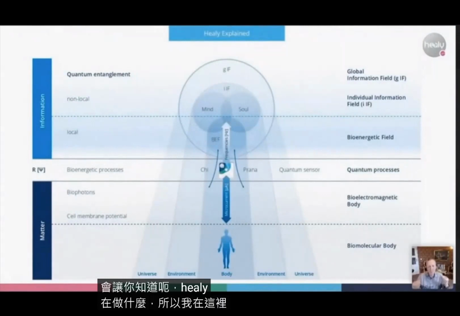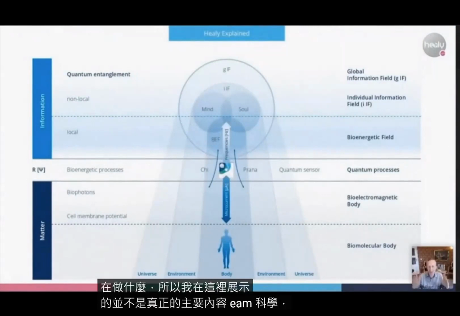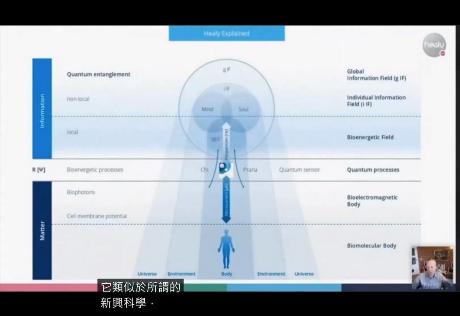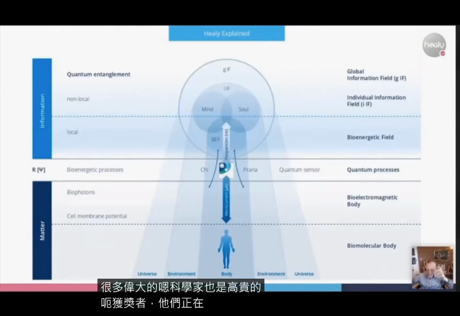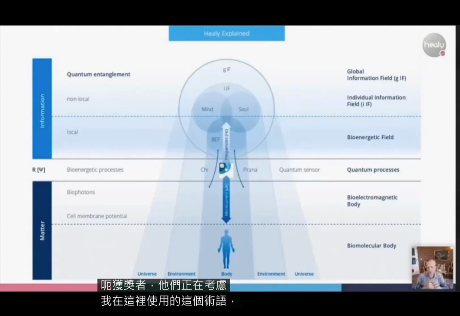So what I'm presenting here is not really mainstream science, but it's something like what's called emerging science. It's on the frontiers of science, but there are many great scientists, also Nobel laureates, who are thinking about this terminology which I'm using here. So it's not yet there at the universities, but it's a little ahead of its time. If you look at this picture, maybe in the beginning it looks bewildering, but then if you understand the structure, it gives you a clear insight about the ideas and the worldview behind Healy.